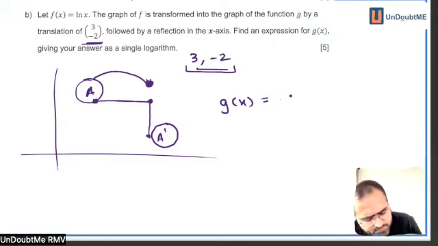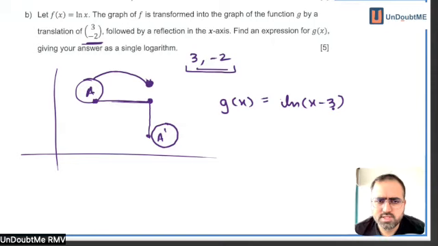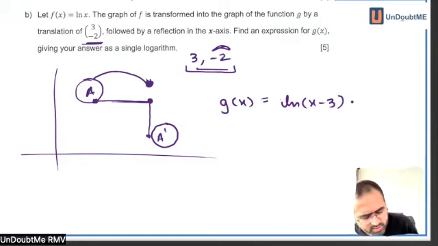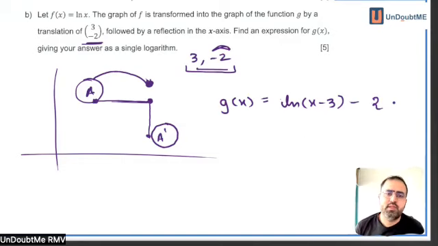So g(x) is equal to, if it is shifted to the right, then it will be ln of x minus 3. Just focus on shifting to the right for now. Everyone should be clear in your mind that ln of x minus 3 will shift the whole thing to the right by 3 units. And now I have to take the effect of this minus 2. Minus 2 means it is shifted down by 2 units. So that will be minus 2, just outside, because that is the y value which is being reduced by 2.